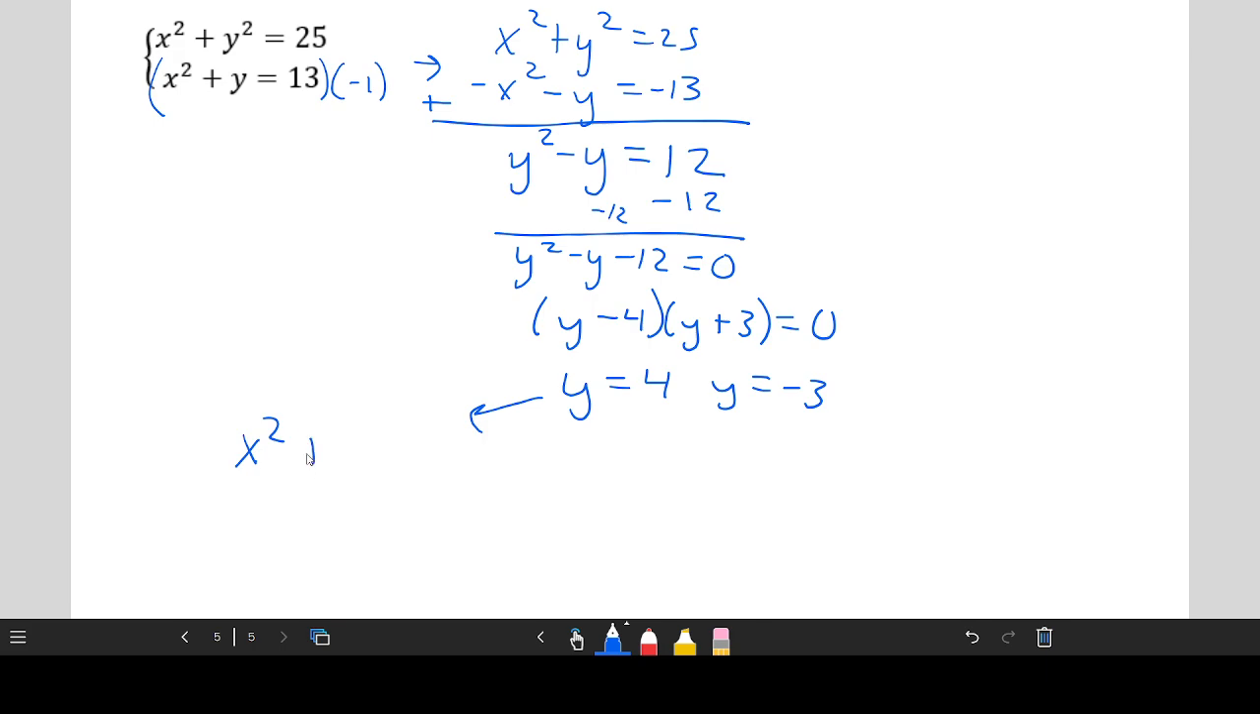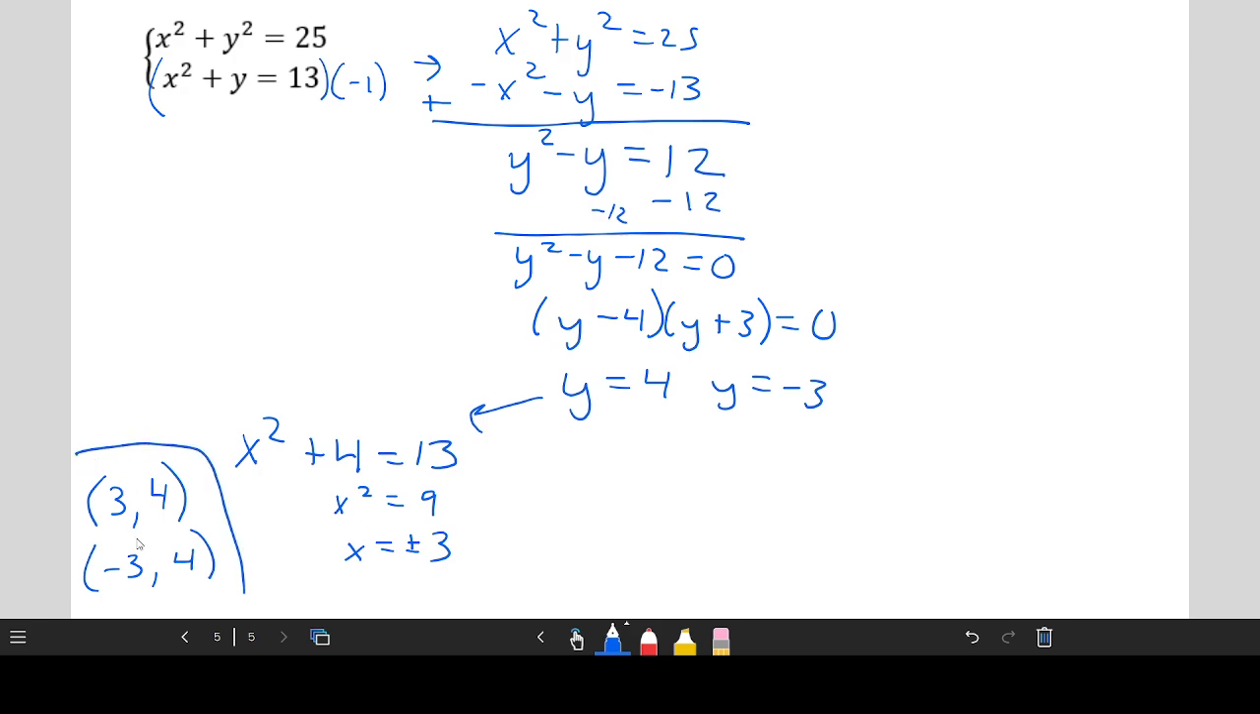So x squared plus y equals 13. Subtracting 4 gives us x squared equals 9, which has two solutions, 3 and -3. So x is 3 when y is 4, and x is -3 when y is 4. So two solutions from that y value.